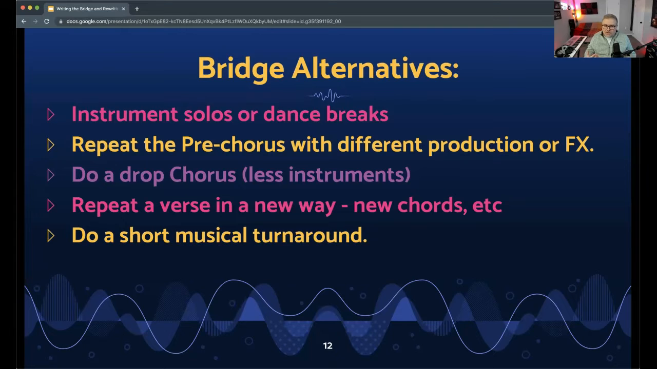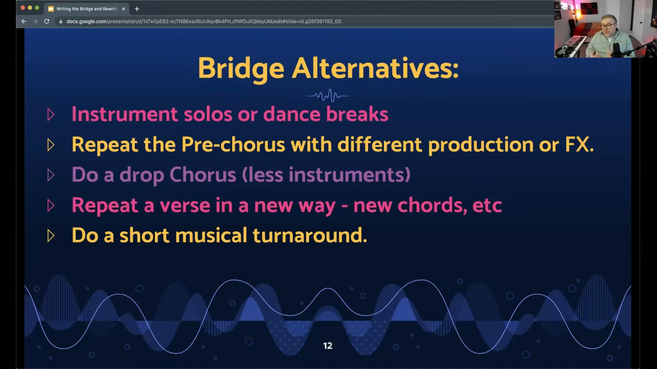You could also do what's called a drop chorus, which is where it's basically one of the choruses, but you cut out some instruments or cut out some vocal parts, so you make it kind of sound different or change the energy. So you're still creating contrast, but the section is still a chorus.